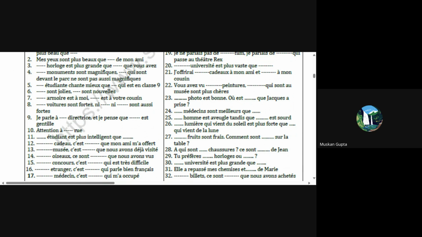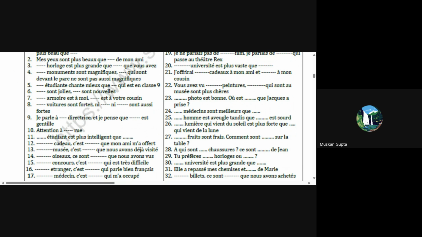Next. Cette and celle. Très bien. Fourth. Ces and ceux. Très bien. Next. Cette and celle. Yeah. Next, sixth. Celles and ceux.